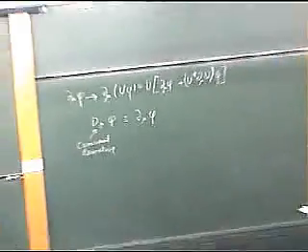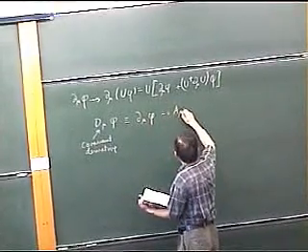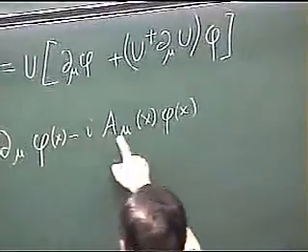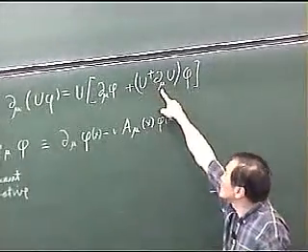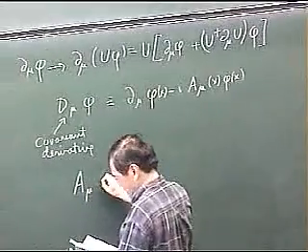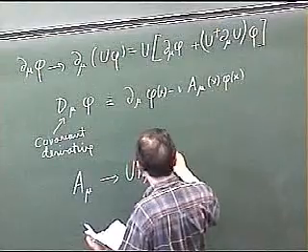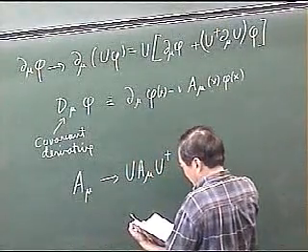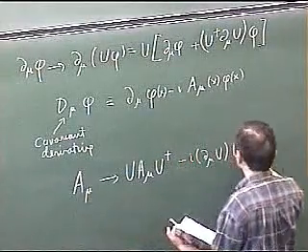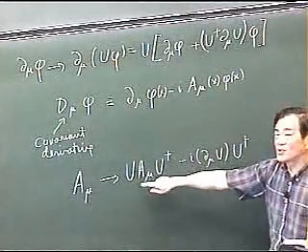So once again, we introduce a capital D mu phi, defined as d mu phi minus A mu of x phi of x. So just like what we did before. And we make this A mu transform in such a way as to cancel this mess. So we see immediately that A mu goes into u A mu u dagger minus i d mu u dagger. Okay?